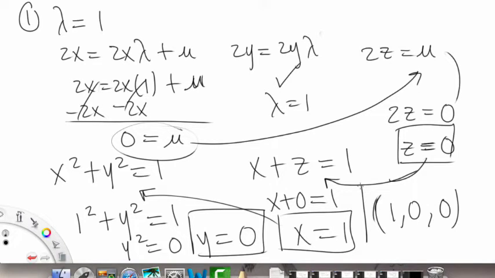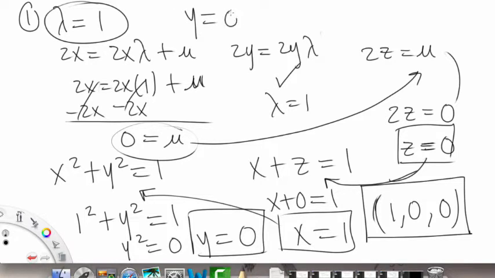Or should I say a possible solution, right? Because remember, this was only when we tried lambda is equal to 1. Our other option was for our y to be equal to 0, remember? So we'll try that one, the second method, next.